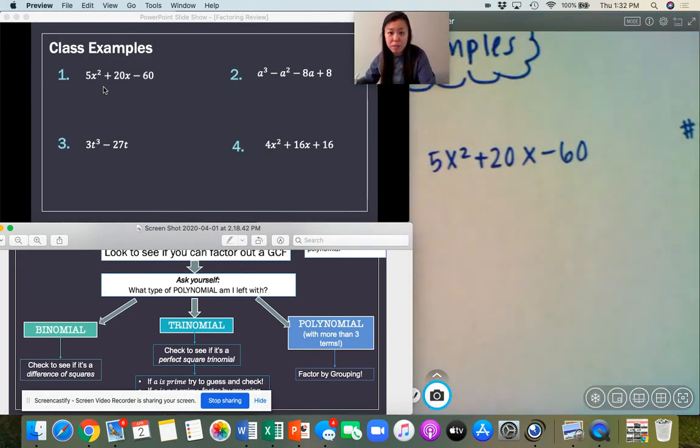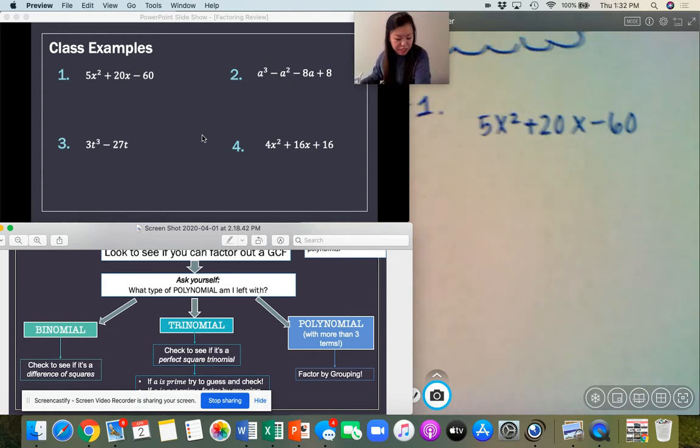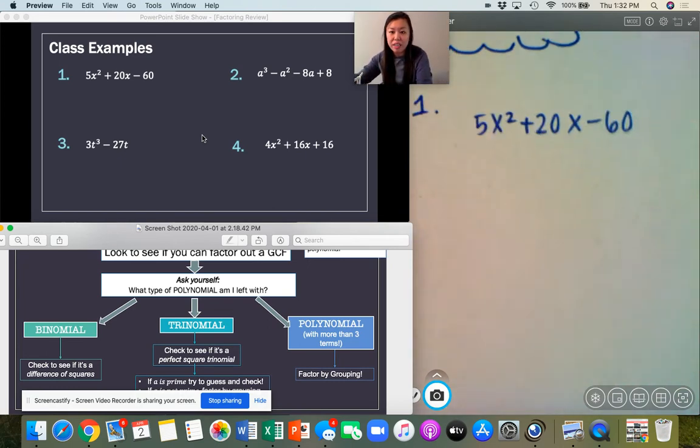So in number 1, we have 5x squared plus 20x minus 60. If you need to, you can pause the video and write down these 4 examples because these are the 4 we're going to do together. All right. I'm going to model for you guys what I expect you guys to be doing in your brain. In number 1, I have 5x squared plus 20x minus 60.